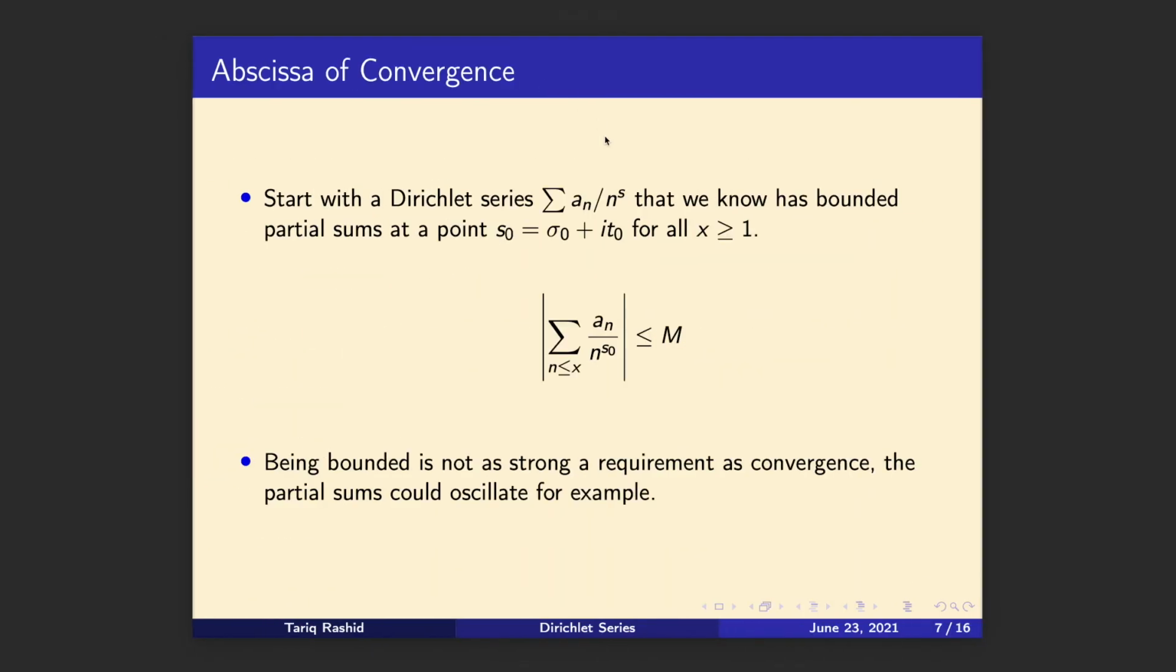So we'll start with a Dirichlet series, and we said that it's bounded at S0, that's our starting condition. And we're going to look at the partial sums. That means we're not adding up all the way to infinity, we're adding up all the way up to, say, x. And we're saying that it's always going to be less than a bound m, the magnitude. That's what we mean by bounded. So no matter how big x is, it will always be less than m, the magnitude of the partial series, even if we did go to infinity. So just a reminder, being bounded is not as strong as being convergent.